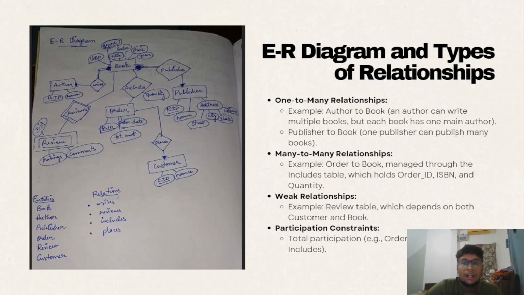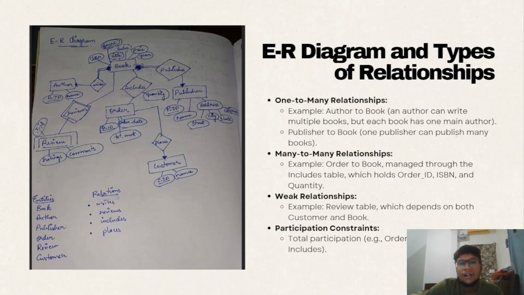This type of relationship requires a junction table. Since this is a many-to-many relationship, we have to take the primary keys from both the schema tables, and then reference them in one relationship table. So this will be helpful in managing and data retrieval. In this case, we are introducing a table called the includes table, which will be holding the order ID and the ISBN with a quantity attribute.